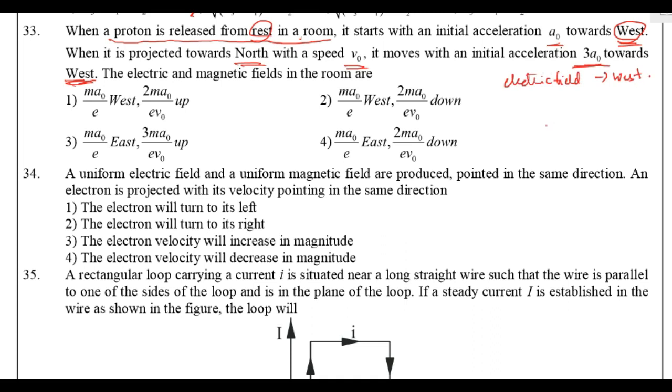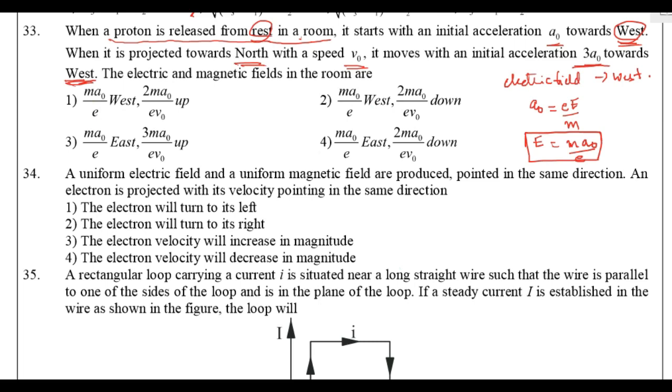Now, let us write the acceleration. a naught is equal to eE by m. Then the electric field is equal to m a naught by e. So this is the magnitude of the electric field, m a naught by e towards west. Okay, so it will be in option 1 and 2.